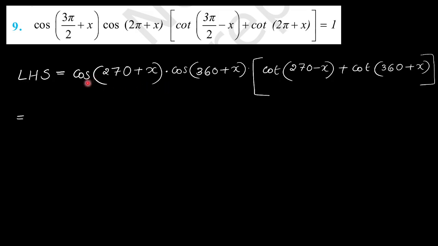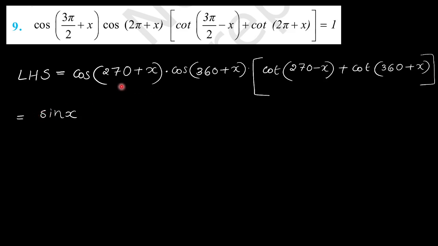So cos 270 plus x. Yesterday we studied that if the starting angle is 90 or 270, cos becomes sine. Then write the last angle x. But I don't know whether it is plus or minus.